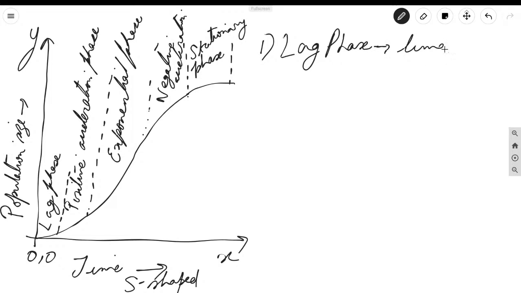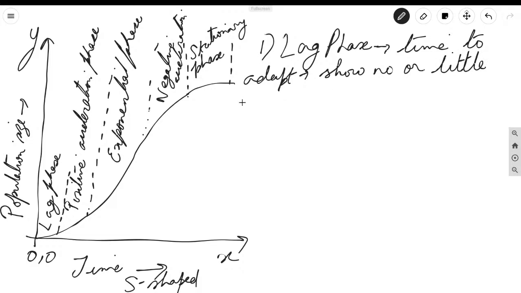So time to adapt, you can show growth, no or little increase, or negligible increase in population number.